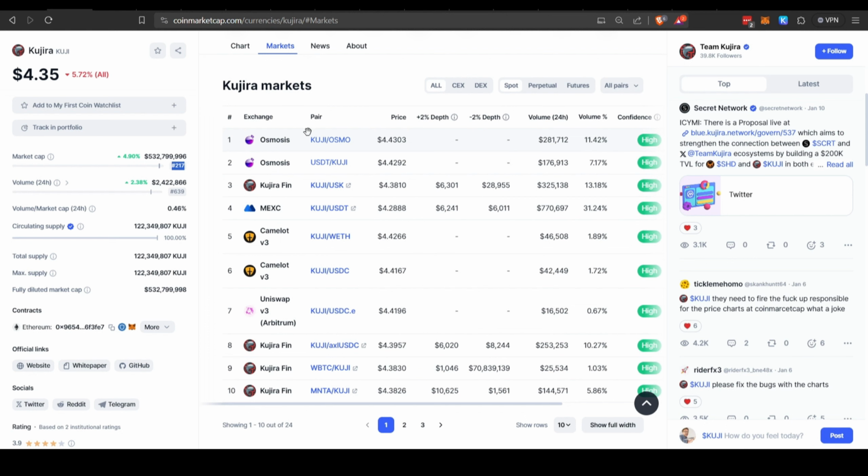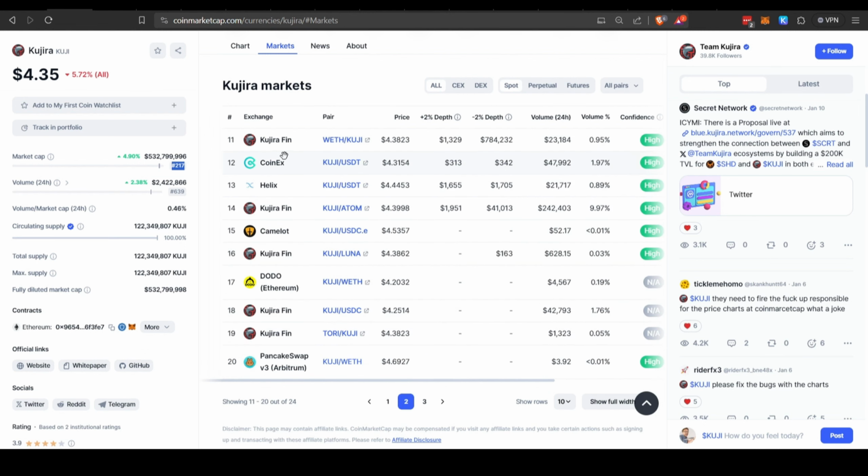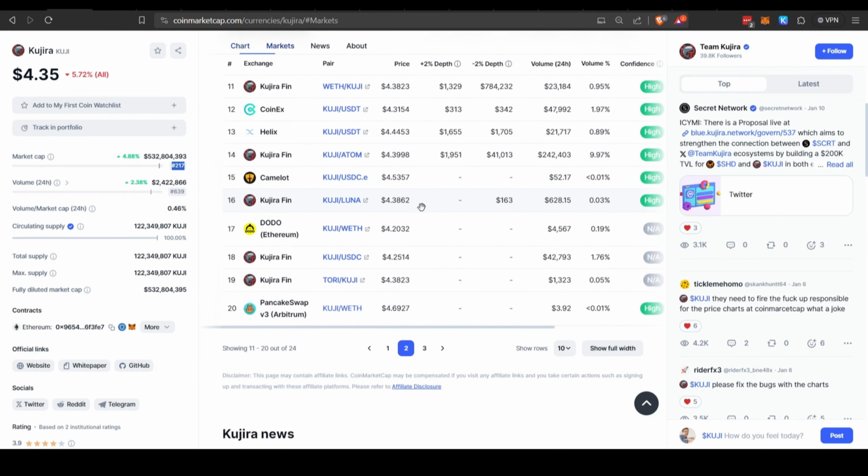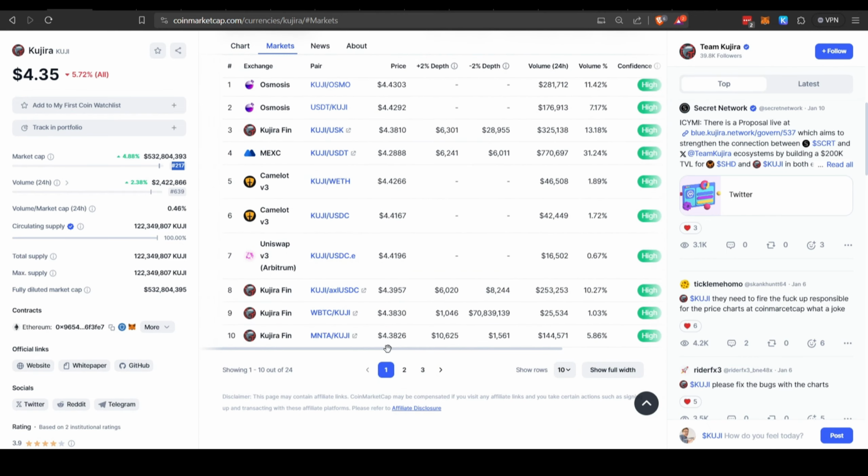If we look at where we can purchase this token, for anybody in North America, you're going to have to swap on Osmosis. I'm going to get into that. But if you're outside, you're authorized, you can set up a MEXC account or CoinEx. You can also swap, but these are on various other networks. You need to be on the Kujira network to be transacting, and we're going to get into that.